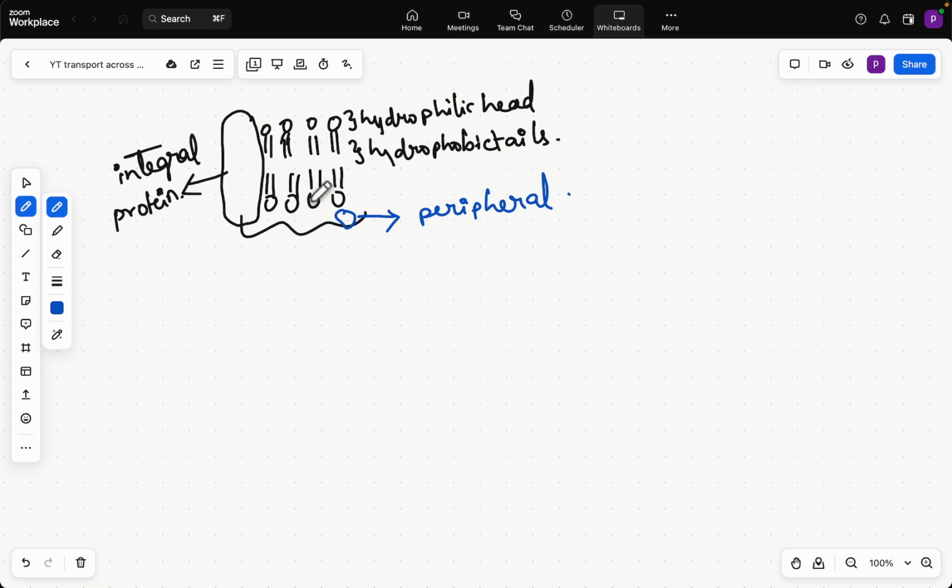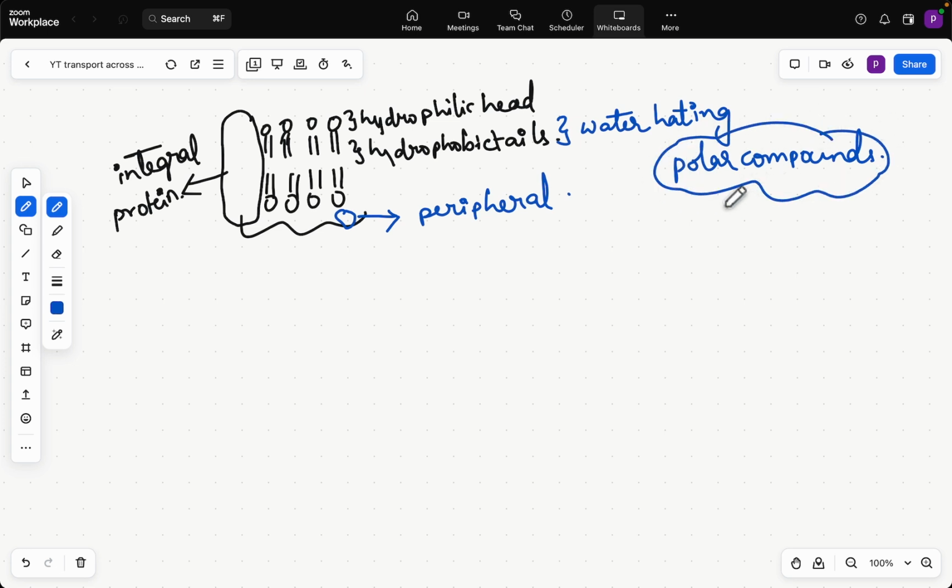Now if you want to pass something through this membrane, you can see that major part of this membrane is actually hydrophobic, that is, it is the water hating part. It hates water. So whatever polar compounds are there, these polar compounds will not be able to pass through this membrane easily because major part of this membrane is hydrophobic, and you know that polar compounds are hydrophilic. Therefore, these compounds are not able to pass through this membrane easily, right?